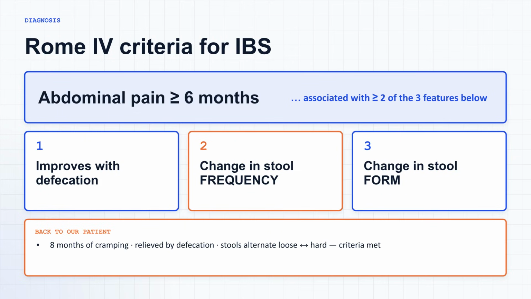Now walk back through our patient. 8 months of cramping, relief after a bowel movement, and stools that swing between loose and hard. She meets it comfortably. Think about the subtype while you take the history, because the subtype is what drives the drug you reach for next. One more point. These criteria assume you have already excluded alarm features. We will come back to that.